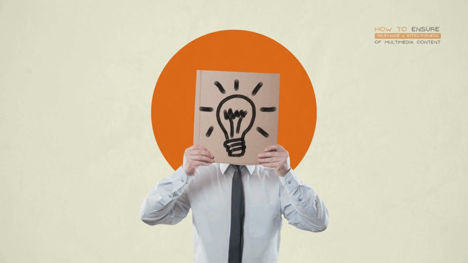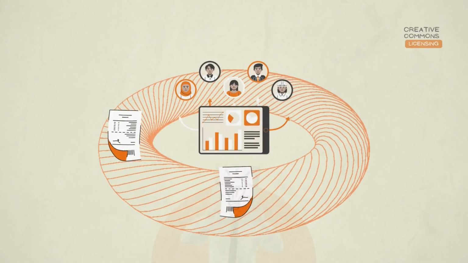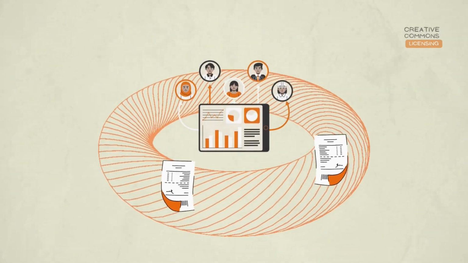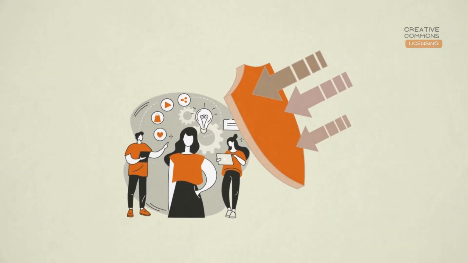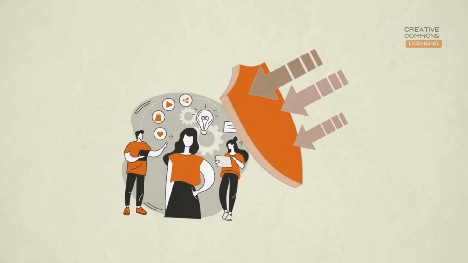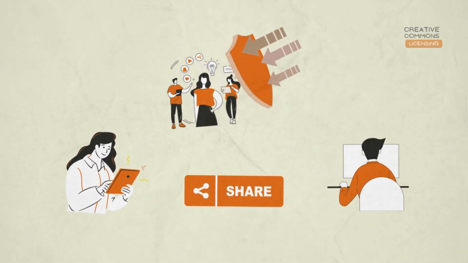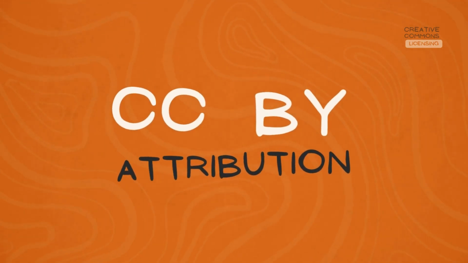But how can you do it? Let's tackle Creative Commons copyright license. In a world where information flows freely, Creative Commons licenses have become essential for both creators and users. These licenses offer a flexible way for creators to protect their work, while allowing others to use, share, and build upon it. Let's tackle the most basic one, CC-BY or attribution.